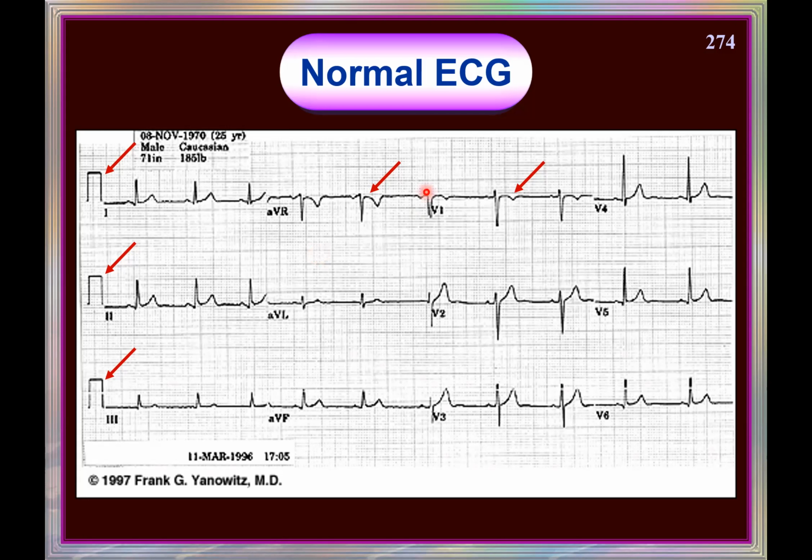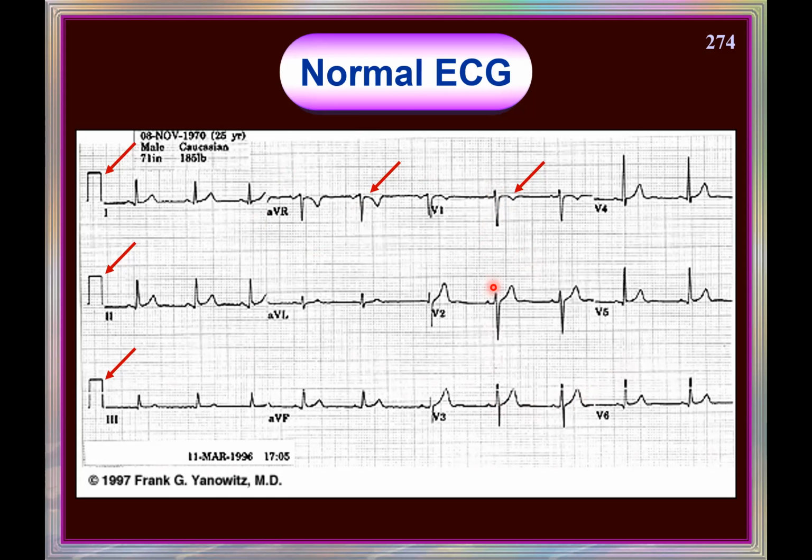You can say that it is abnormal after looking at the entire ECG, but this is the normal pattern of the QRS complex in AVR. The other thing is the R wave voltages from V1 to V4, slowly to V6, they increase.